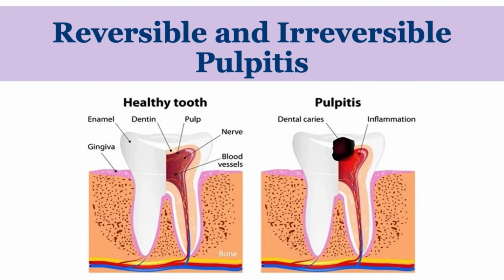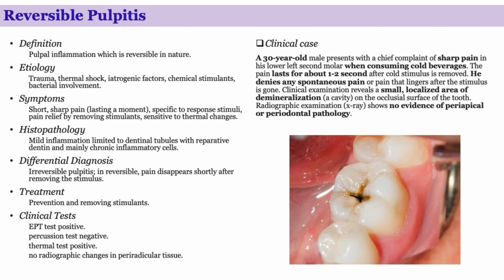We will discuss reversible and irreversible pulpitis. Reversible pulpitis is pulp inflammation which is naturally reversible. It can be caused by trauma, bacterial involvement, and iatrogenic factors as well, with short sharp pain lasting for a short time, unlike irreversible pulpitis, and it can be relieved after the stimulant is removed.